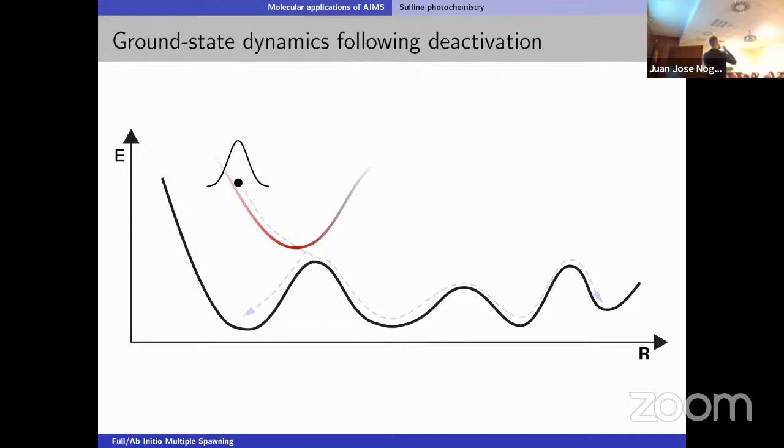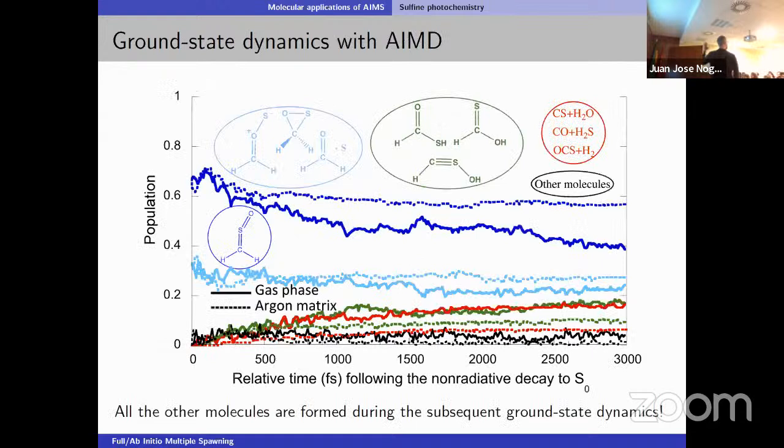So this is a crowded plot because we have tons of molecules. But what you see here is the time after the wave packet comes back on the ground state. So it goes from 0 to 3 picoseconds. And this is the population of the different molecules. This line here is the parent sulfine. This line here is a family of molecules that contains this oxathiirane. These are the acidic molecules, and you have dissociative molecules.